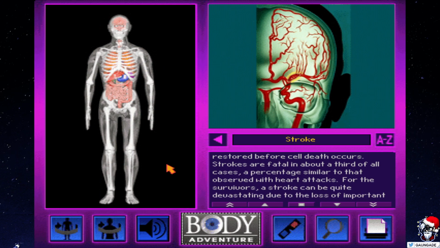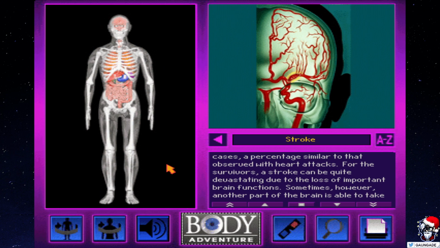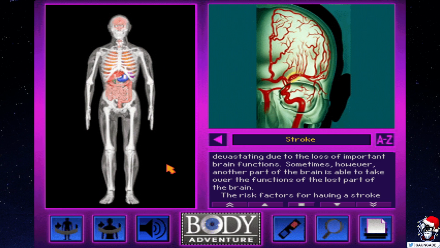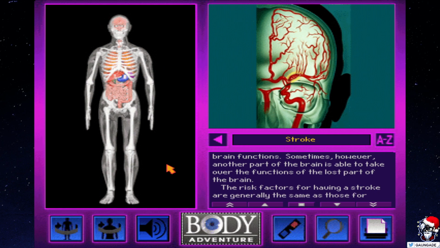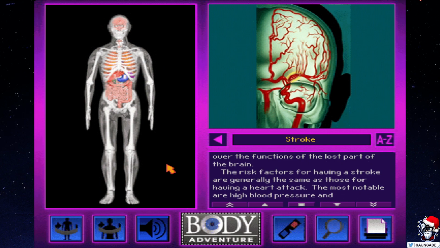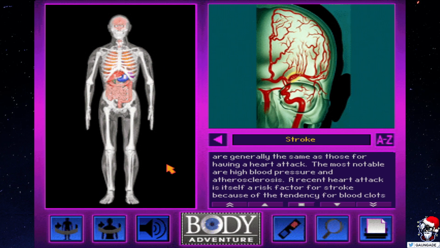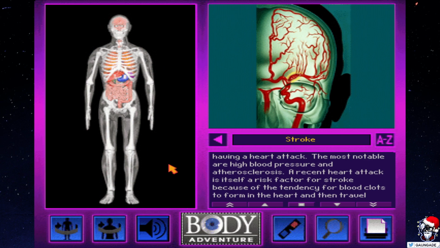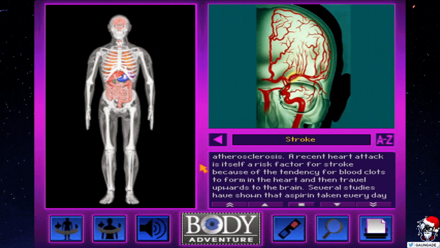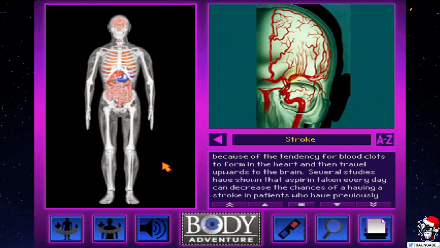Strokes are fatal in about 1/3 of all cases, a percentage similar to that observed with heart attacks. For the survivors, a stroke can be quite devastating due to the loss of important brain functions. Sometimes, however, another part of the brain is able to take over the functions of the lost part of the brain. The risk factors for having a stroke are generally the same as those for having a heart attack. The most notable are high blood pressure and atherosclerosis. A recent heart attack is itself a risk factor for stroke because of the tendency for blood clots to form in the heart and then travel upwards to the brain.